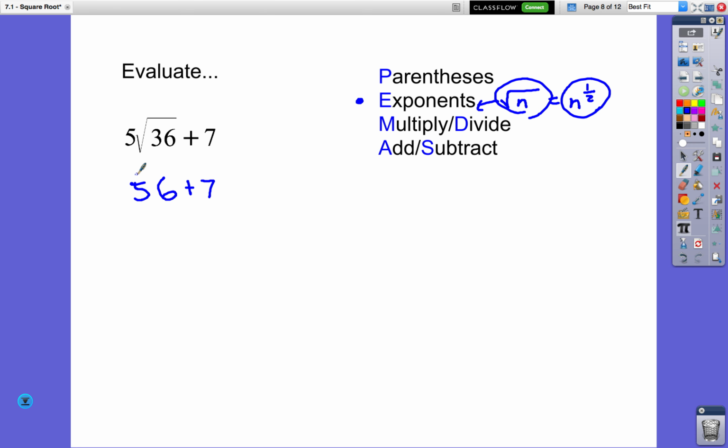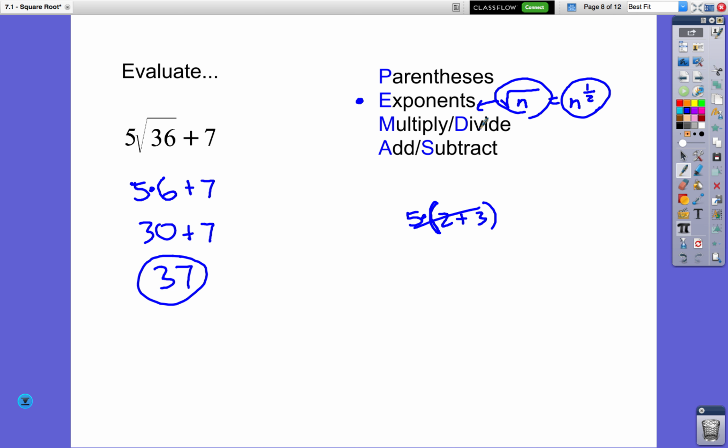Probably not. In fact, what this relates back to is problems like this. Let's say I gave you this. We know when something's written like this that this is 5 times 2 plus 3. Even though there's no multiplication symbol, because the 5 is right next to the parentheses, we assume there's a multiplication symbol there. Well, that's the same thing here. The 5 is right next to the radical symbol with no operation in between. So we assume, just like with parentheses, that there's multiplication in between. Now I can do the rest of the problem. Multiply and divide come next, which would be 5 times 6, which is 30. And then 30 plus 7 is 37.